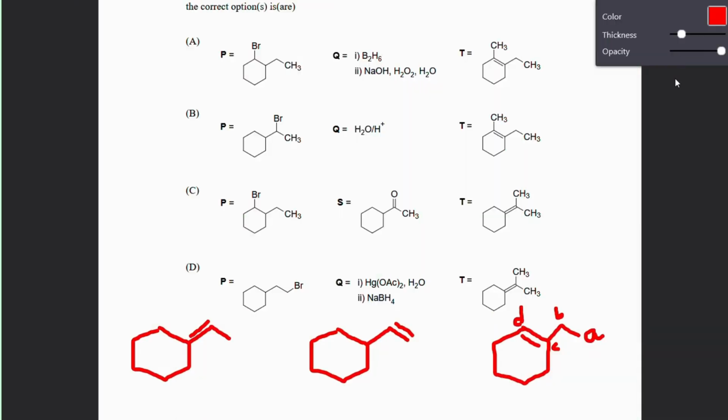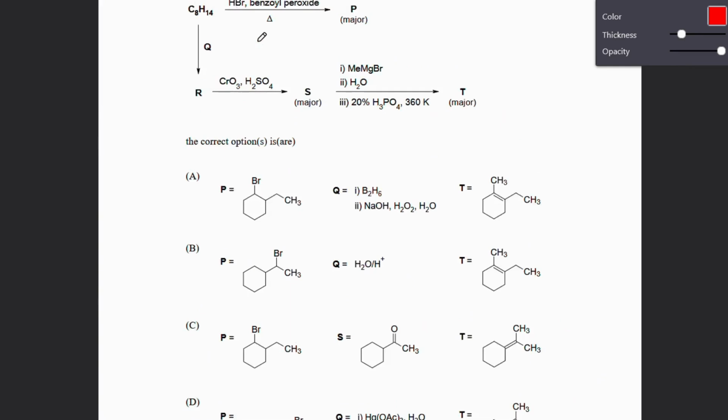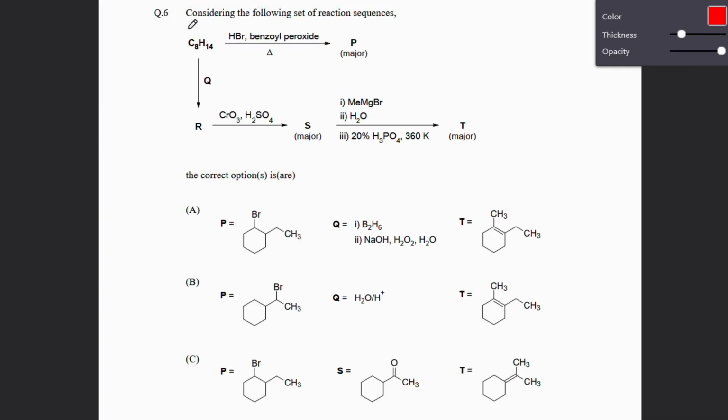Let us go option by option and check which of the option sets or the compound sets, reagent sets are correct. So beginning with the first option, it is given that this is compound P. Now mind you, the compound P is prepared by the reaction of the starting substrate with HBr in presence of benzoyl peroxide. So this is the popularly known Kharash effect, where anti-Markovnikov addition takes place.